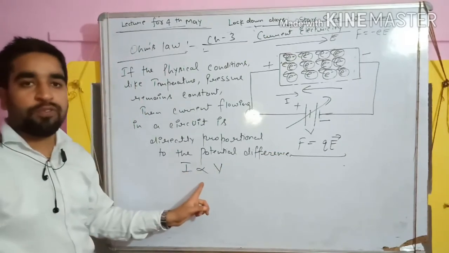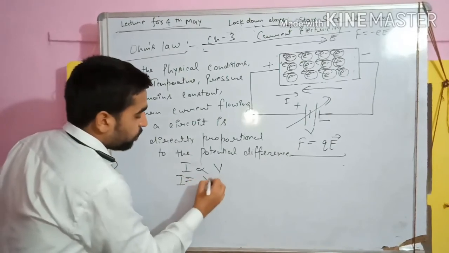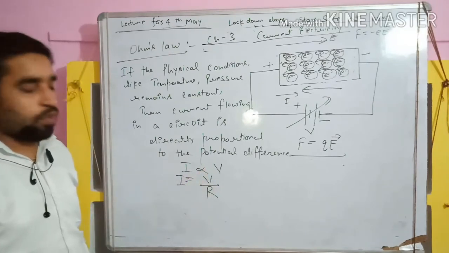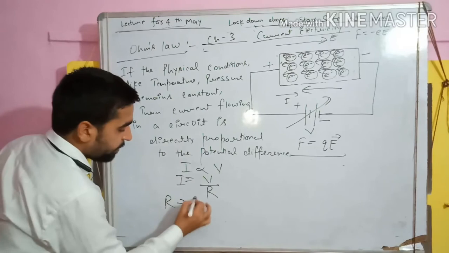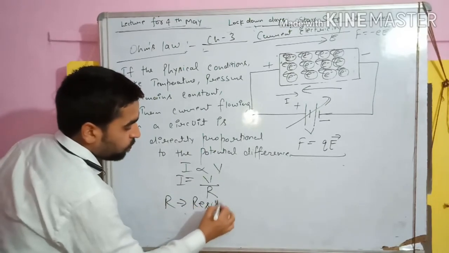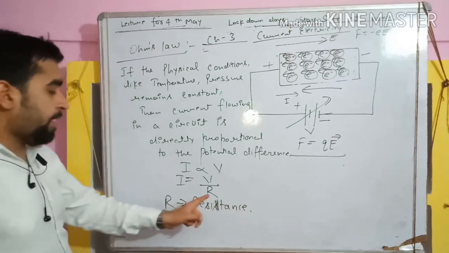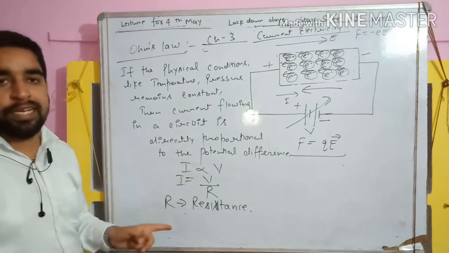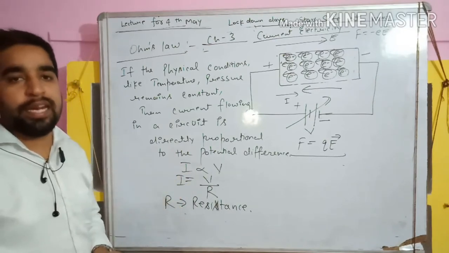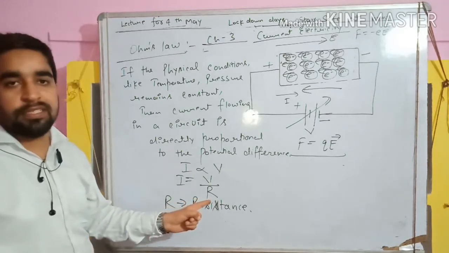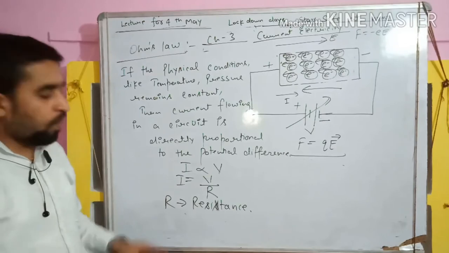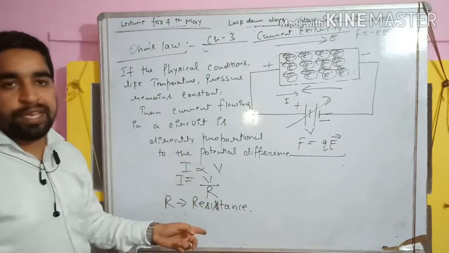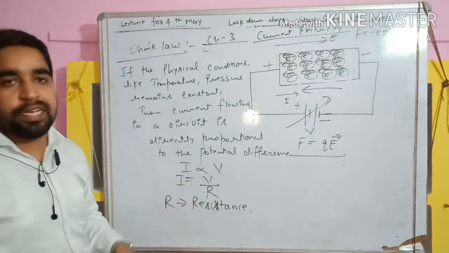Once you remove this proportionality sign, one constant will be introduced, and it will be in the denominator. So I is equal to V upon R, where R is a constant, and that is resistance. So how to define resistance? As this is in the denominator, if the resistance value increases, the value of current will decrease. So we can say that resistance is an obstacle for electric current. The greater the resistance, the lesser the current. Or we can say R is equal to V upon I. So resistance is the ratio of potential difference and current.